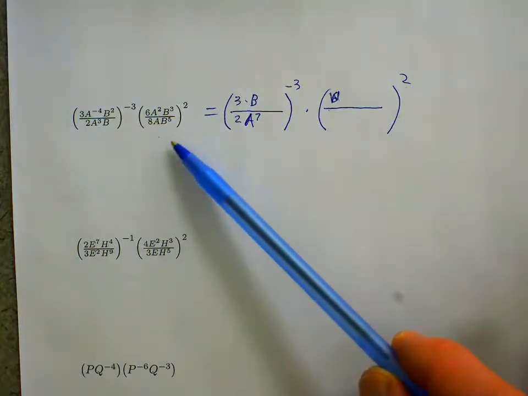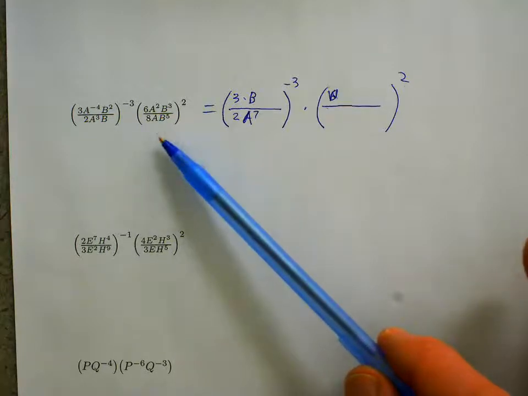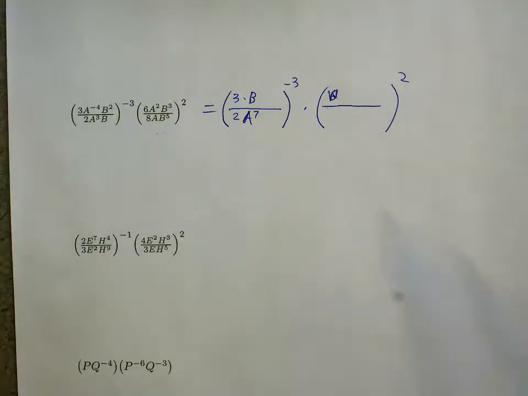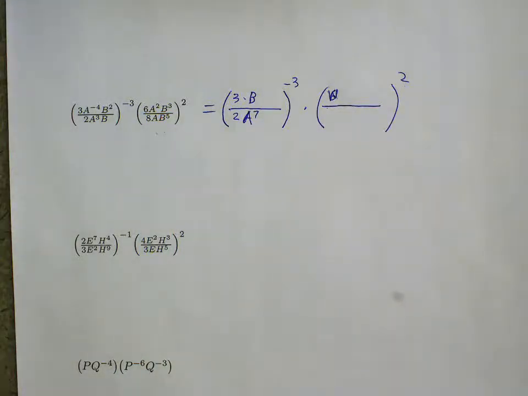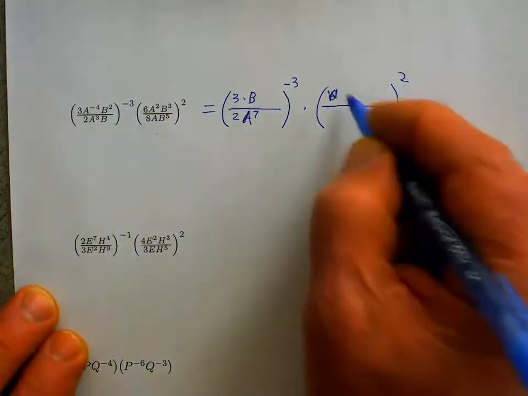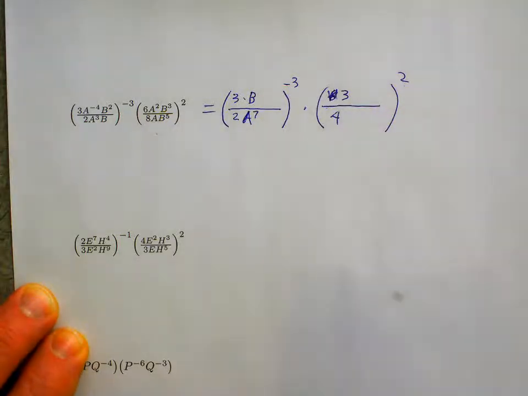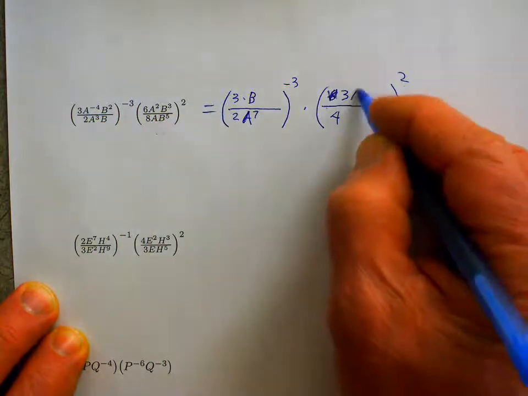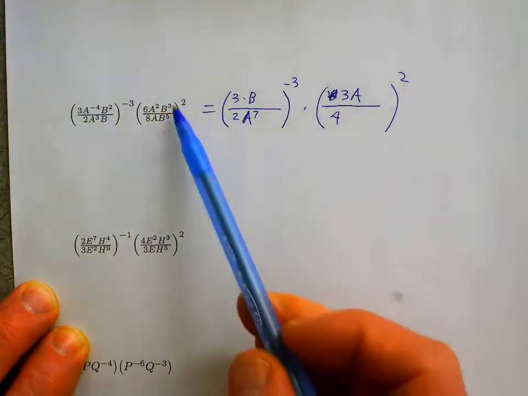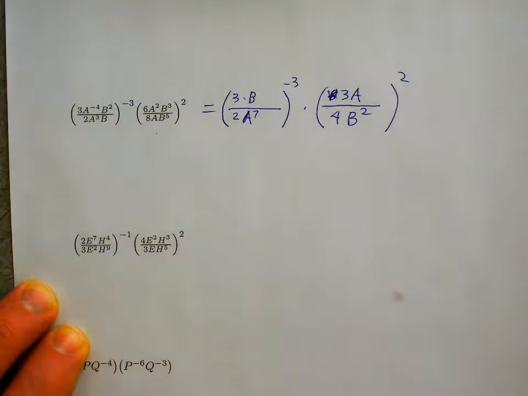Then in the other set of parentheses, 6a to the 2nd, b to the 3rd over 8a, b to the 5th. 6 over 8, what does that simplify to? 3 over 4. Yeah, 3 over 4. So we have a factor of 3 in the numerator and a factor of 4 in the denominator. And then a to the 2nd divided by a to the 1st is a in the numerator. And b to the 3rd divided by b to the 5th is b to the 2nd in the denominator.